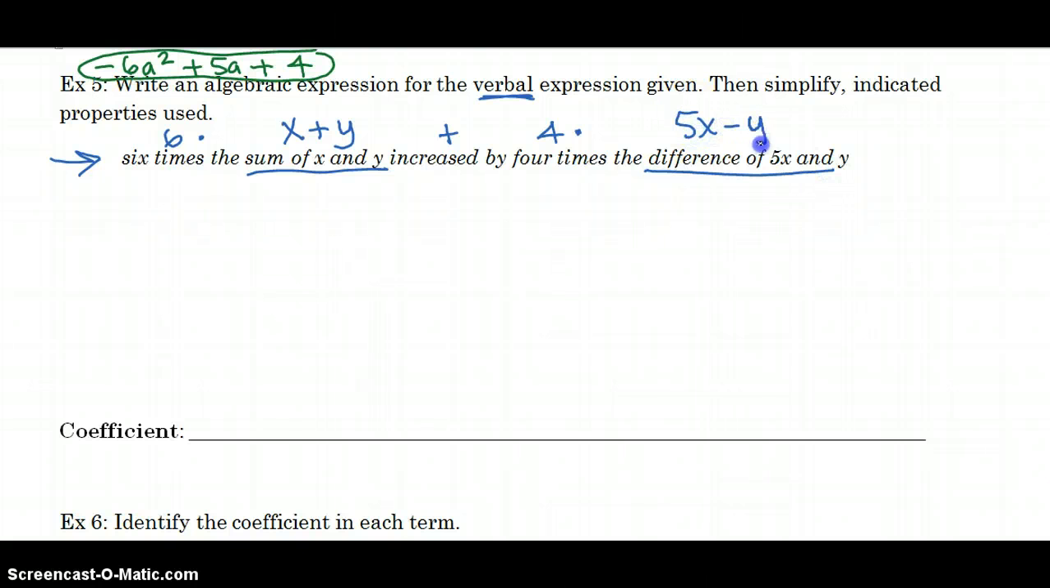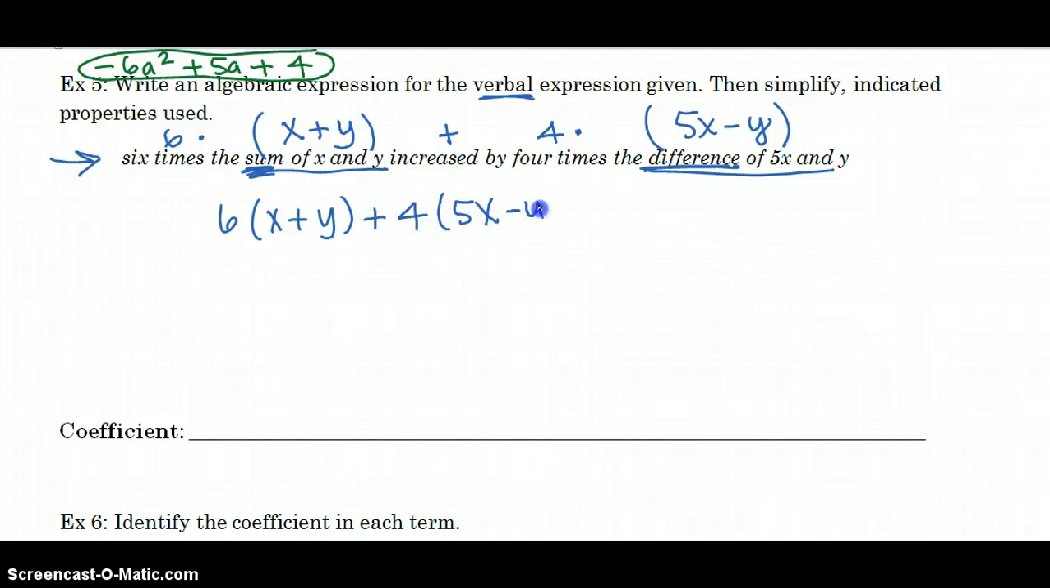Of 5x and y. Now a lot of students try to flip-flop those. The only time you have to worry about order being backwards is when there's the word "than." There's no "than." It just says the difference of 5x and y. Now be careful. It was 6 times, not x, but the sum of x and y. So that indicates parentheses, because if I only multiply times x, I have not multiplied times the sum. It was increased by 4 times the difference. So I have to again put parentheses, because if I didn't, I would only multiply 4 times 5x, and I need to multiply 4 times the whole difference, the result of 5x minus y. So let's write this more neatly so we can see exactly what's going on. Okay, so there is an algebraic expression for the verbal expression.